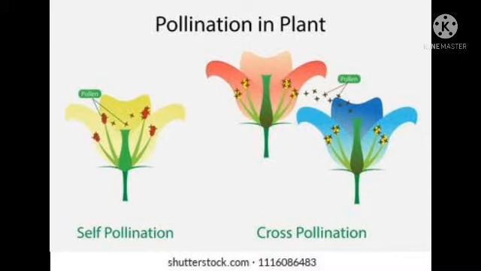And cross-pollination is the transfer of pollen grains from the anther to the stigma of another flower of a different plant of the same species. It generally takes place with the help of agents like insects, birds, wind and water.